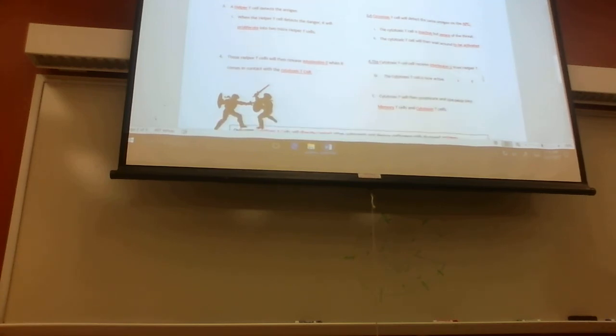Any questions on this? So page 2 is humoral. No, this is cytotoxic. That's right. It's directly killing. You're fine. But the one with the girl and the guy with the arrows in him, that's humoral.